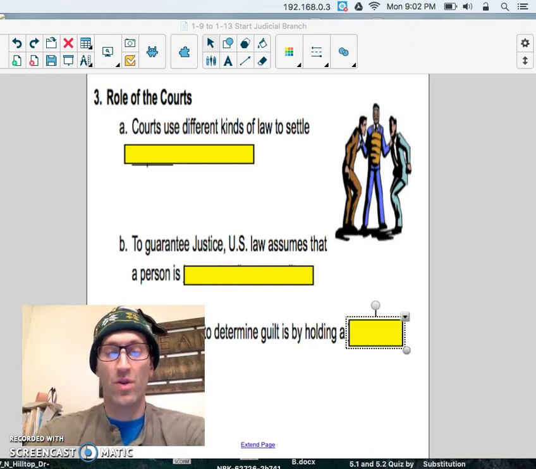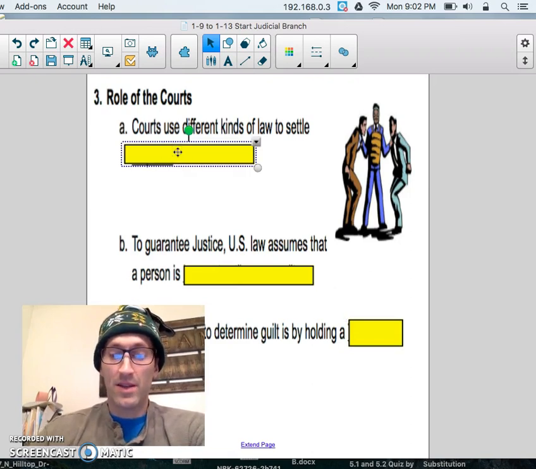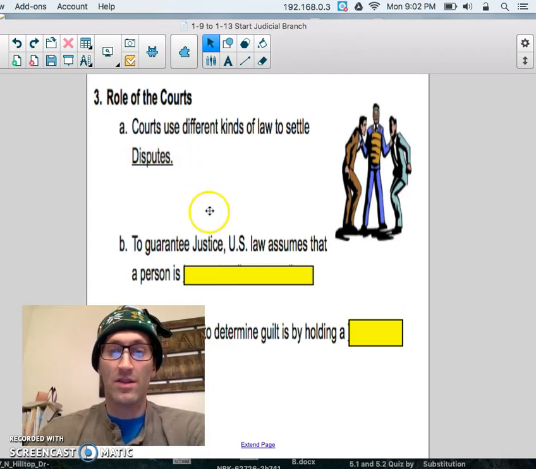we'll get into our final point, which is the role of the courts in the judicial branch. The courts in the judicial branch have a big role, as you can imagine. They use all kinds of law, the 4 types, statutory, common, administrative, and constitutional law, to settle disputes.